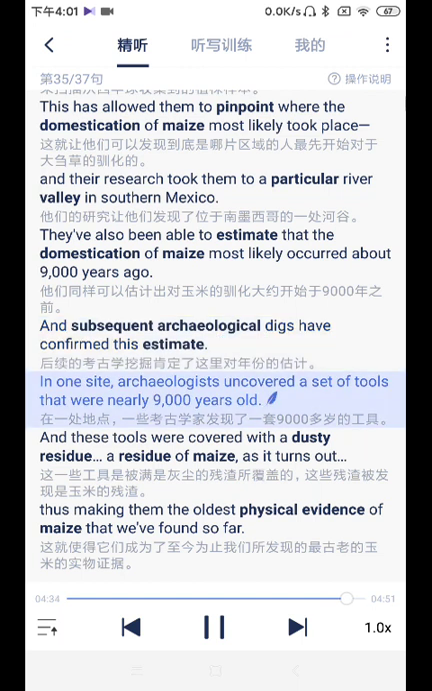In one site, archaeologists uncovered a set of tools that were nearly 9,000 years old, and these tools were covered with a dusty residue, a residue of maize, as it turns out, thus making them the oldest physical evidence of maize that we've found so far.